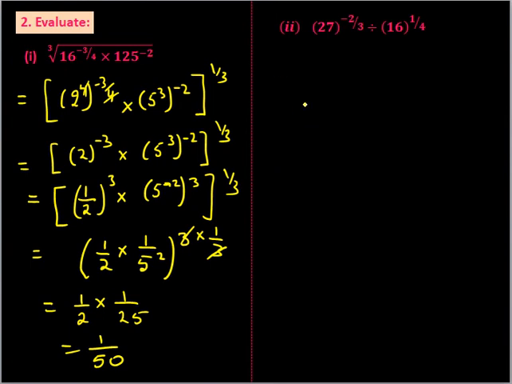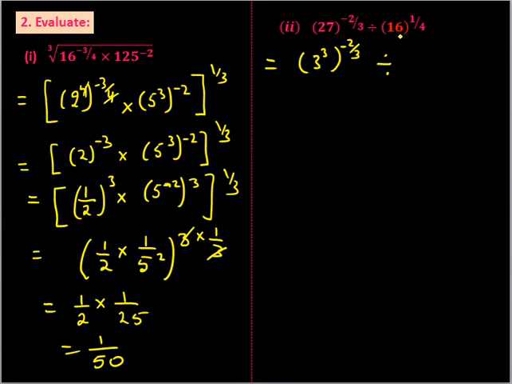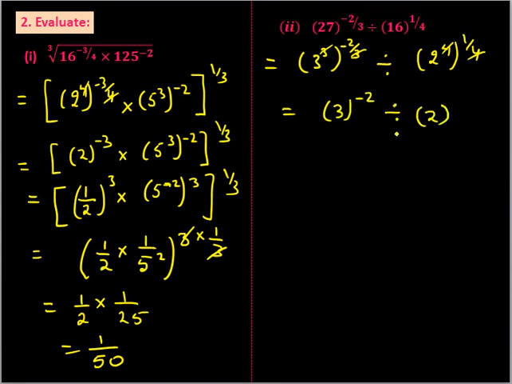Let us check the next one. See this, it is 27 with an exponent minus 2 by 3. Now 27 can be written as cube of 3, and this is having exponent minus 2 by 3. Now this further gets divided by 16 with an exponent 1 by 4. 16 can be written as 2 with exponent 4, and this raised to the power 1 by 4. So if you look at both these, over here 3 and 3 get cancelled out, here 4 and 4 get cancelled out. So we are left with 3 with an exponent minus 2 divided by 2.